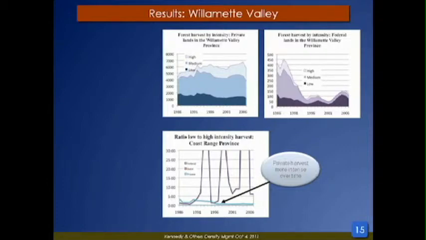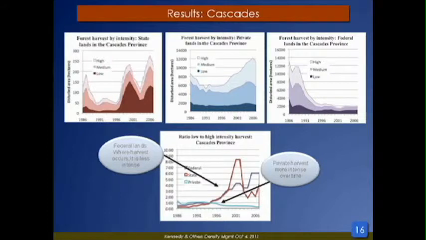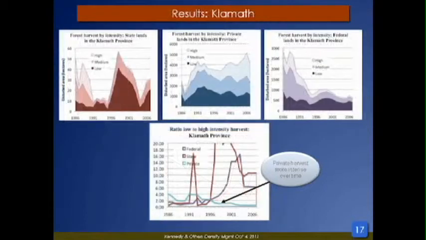Same thing happening in the Cascades. Where harvest is occurring on federal lands, it's less intense. It's not happening nearly as much, of course. And also in the Klamath, where there's a lot of noise because there's not much in the state lands, but if you look at the private lands again, the proportion going into high magnitude is definitely higher.